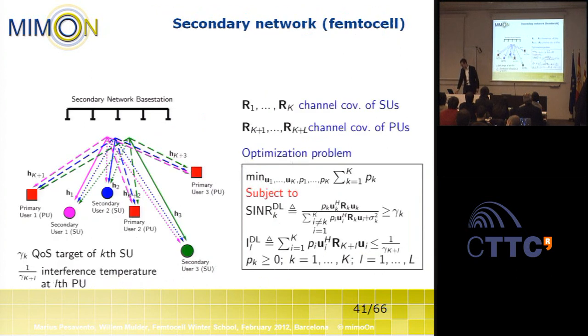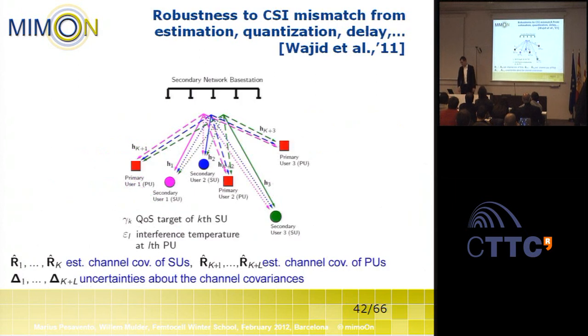I mean, this problem has also been solved using convex optimization theory. However, we are interested in a robust scheme. So we are interested in a beamforming scheme that can be used also in the case that our channel state information and our channel knowledge at the transmitter is erroneous in nature.